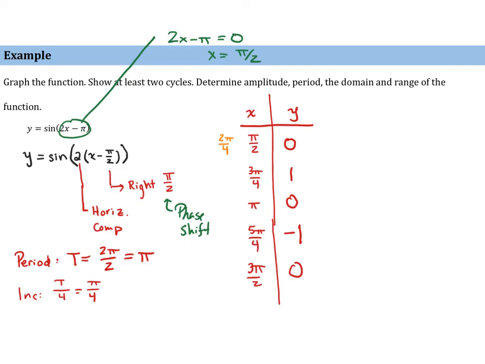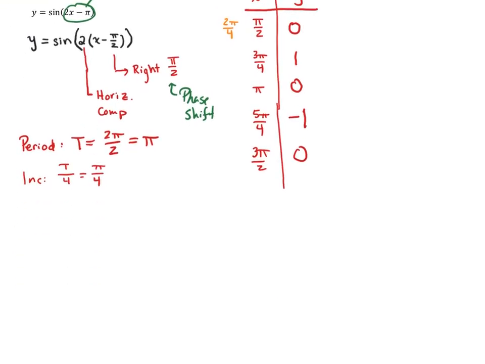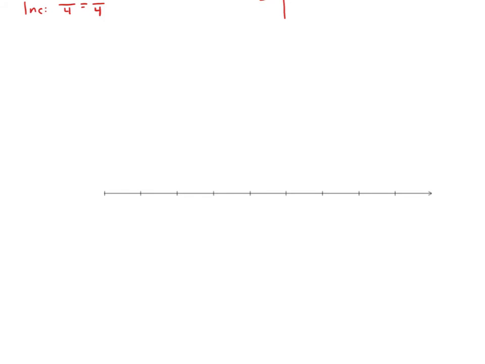Now let's go ahead and put this into our graph. So let's go ahead and mark off our axis. So we have pi over 2. Then we have an increment of pi over 4. So 3 pi over 4, 4 pi over 4, 5 pi over 4, 6 pi over 4, 7 pi over 4, 8 pi over 4, 9 pi over 4, 10 pi over 4.